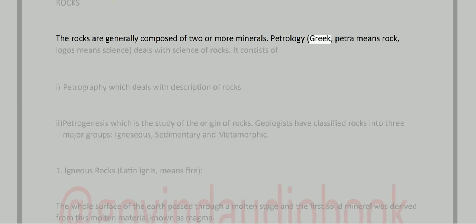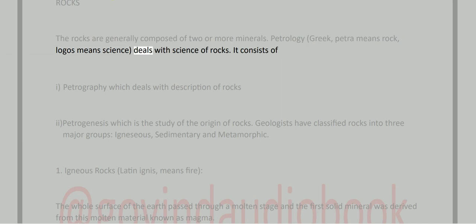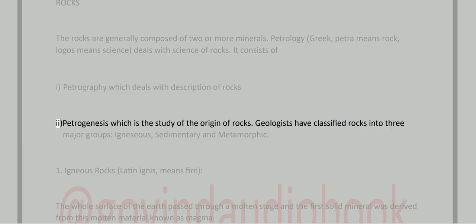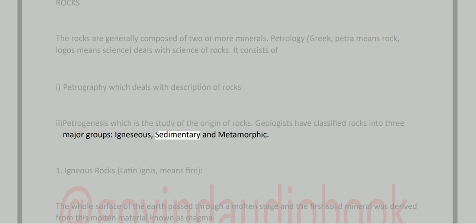Petrology, Greek, petra means rock, logos means science, deals with the science of rocks. It consists of 1. Petrography, which deals with description of rocks, and 2. Petrogenesis, which is the study of the origin of rocks. Geologists have classified rocks into 3 major groups: igneous, sedimentary and metamorphic.